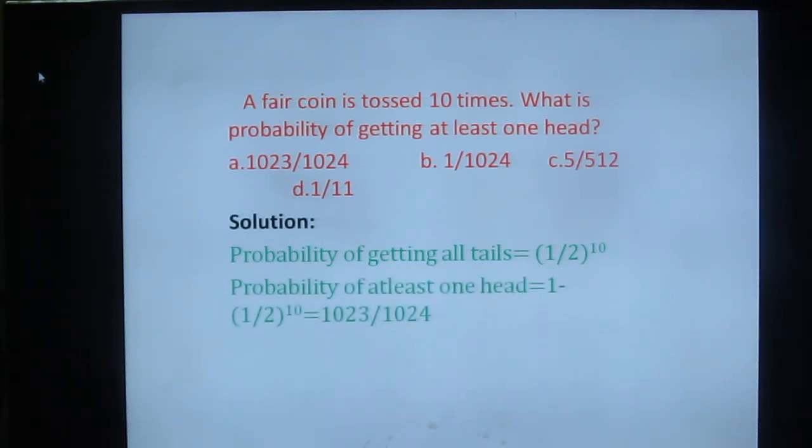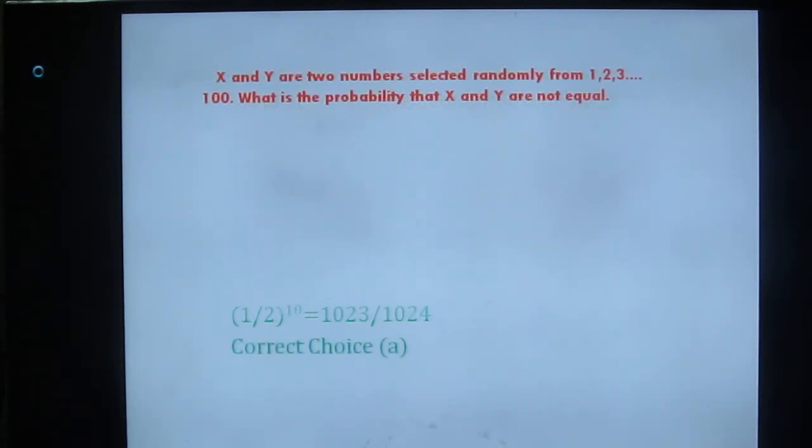Okay, let's go to the answer. Probability of at least one head is equal to 1 minus 1 by 2 whole power 10, that is 1023 divided by 1024. That is the only one case, where all 10 tails, will not come into the picture in this question. Shall we go to the next question?